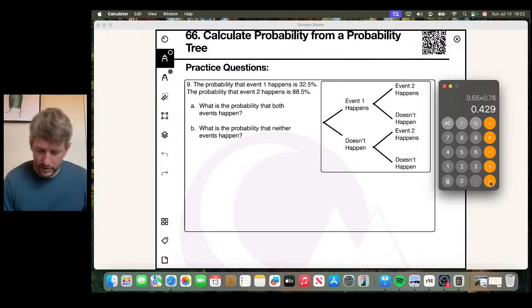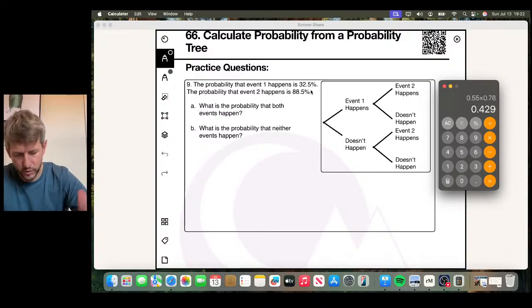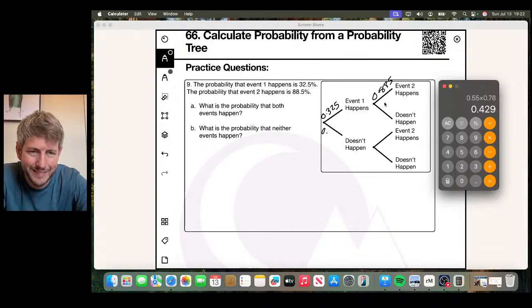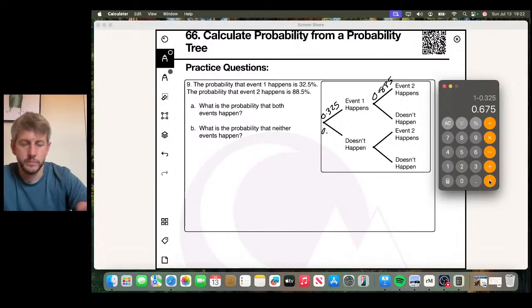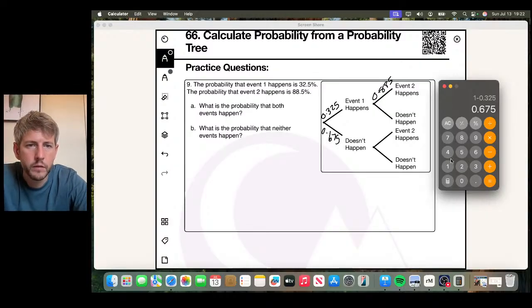Okay, right, let's have a look. So the probability that event 1 happens is 32.5%, so that's 0.325. The probability that event 2 happens is 88.5%, so that's 0.885. This would be 0.1 minus 0.675, and then good.